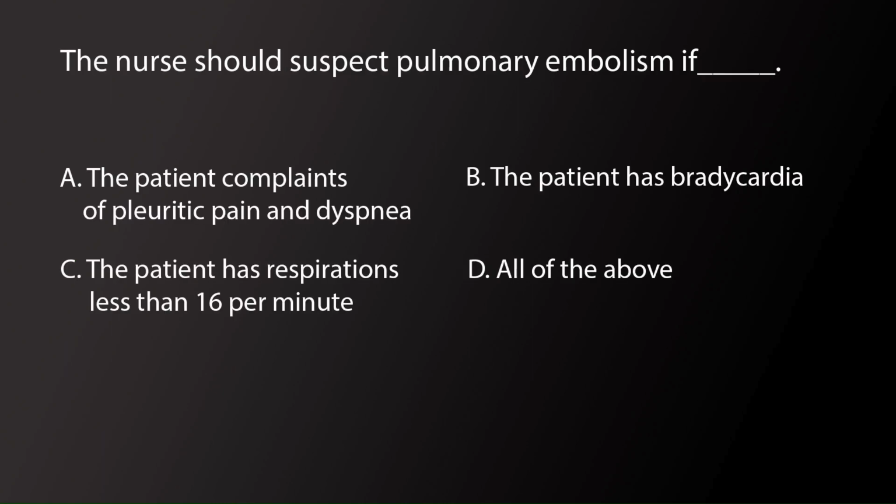Next question. The nurse should suspect pulmonary embolism if option A, the patient complains of pleuritic pain and dyspnea. Option B, the patient has bradycardia. Option C, the patient has respirations less than 16 per minute. Option D, all of the above. The correct answer is option A, the patient complains of pleuritic pain and dyspnea.